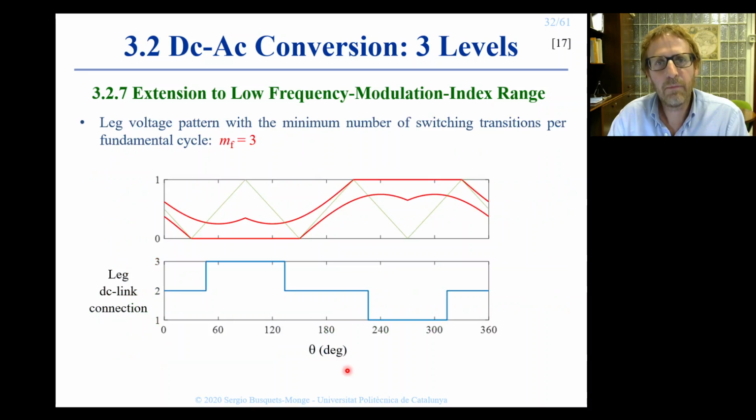If we set MF equal to 3, we obtain the leg voltage pattern with the minimum number of switching transitions per fundamental cycle. This is the pattern shown here with this blue waveform. We have one positive pulse and one negative pulse.